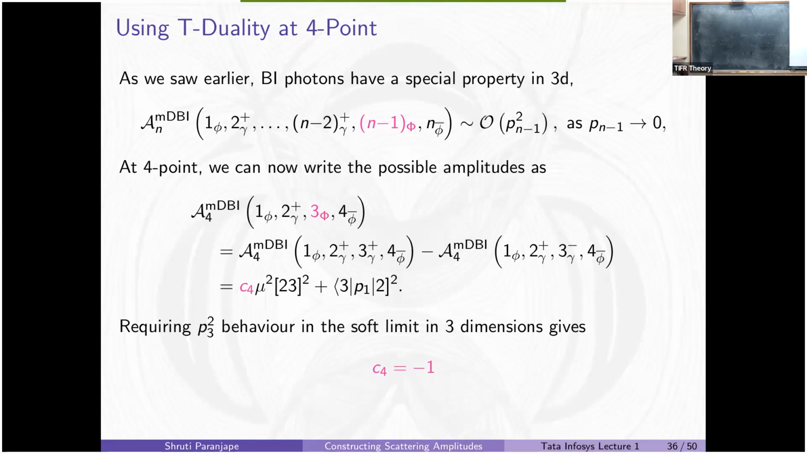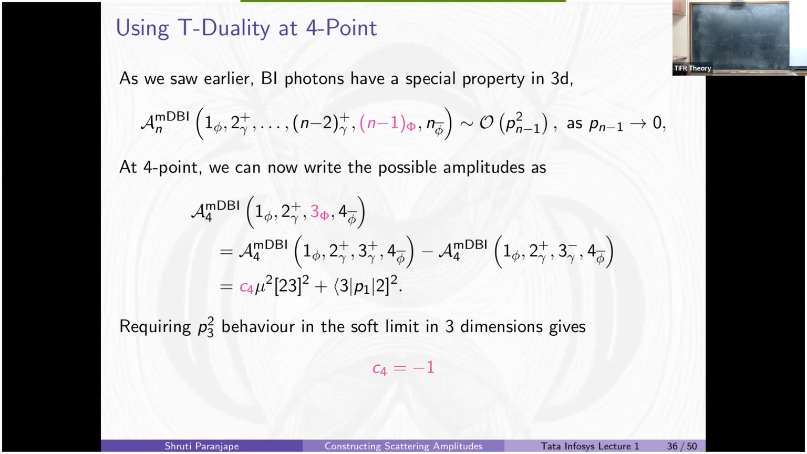Sorry, this scalar is not the same as this scalar. Yeah. So if I take the momentum of this scalar to 0, I get p squared. This scalar is the combination of gamma plus and gamma minus. So you remember what we did before. We had this picture with the D2 brane, and we said that it had now one scalar modulus, and that scalar modulus has some special soft behavior, which is what I'm using up there, and this equals some linear combination of the gamma plus and gamma minus.